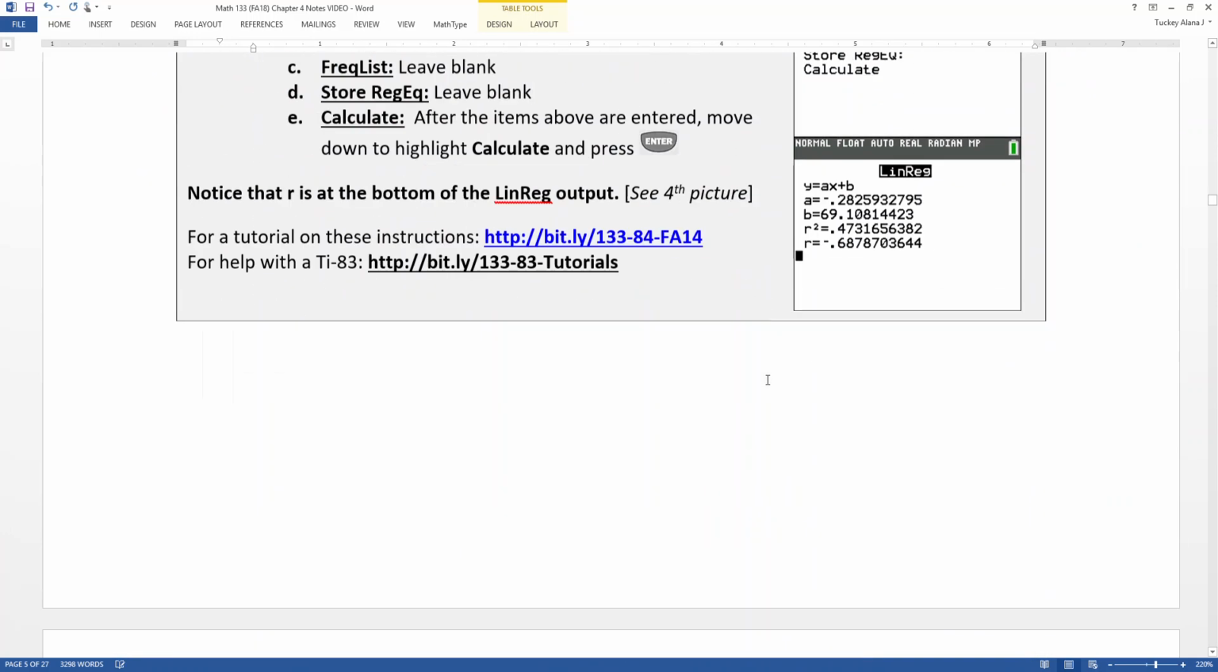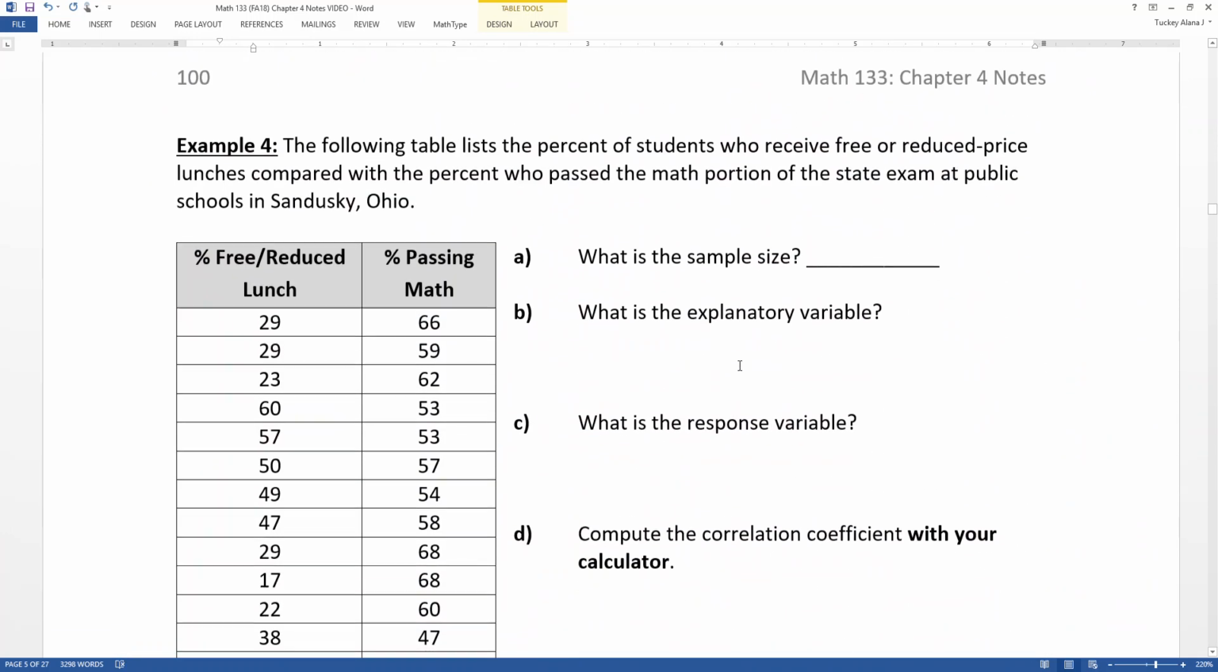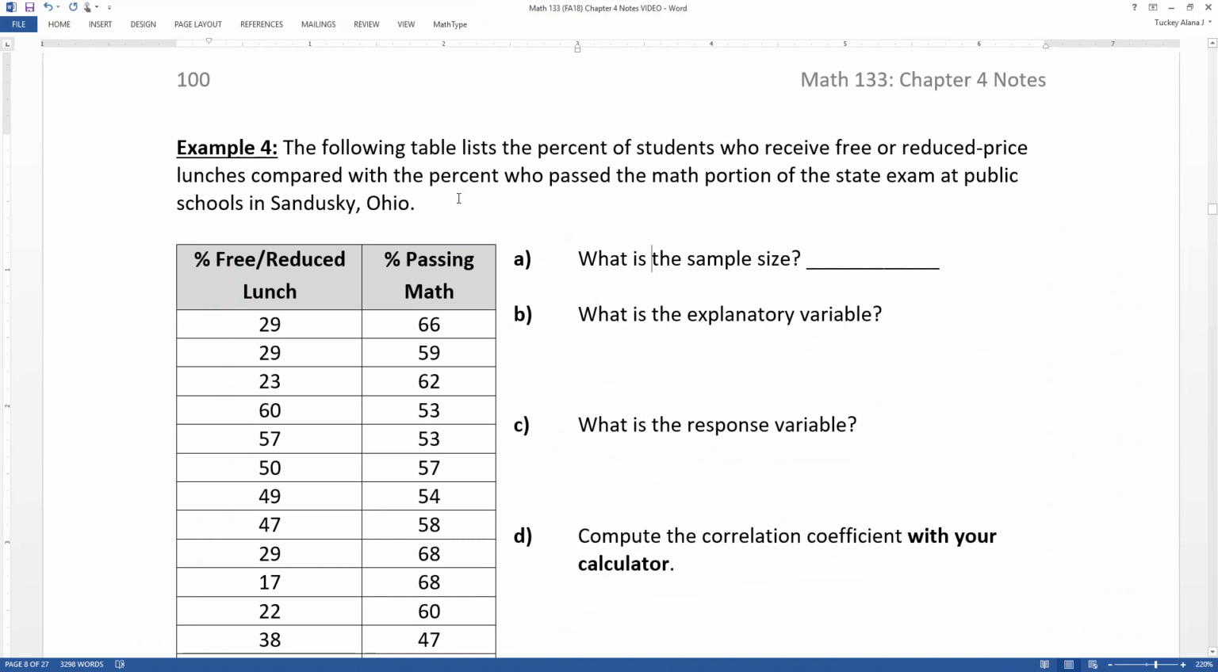But if we want to find it with our calculator, we're going to need to be able to do an example like that. All right, so the following table lists the percent of students who receive free or reduced price lunches compared with the percent who pass the math portion of the state exam at public schools in Sandusky, Ohio. Most states have some kind of test that students have to take in high school to prove the efficacy of education in that school district, and a math test is one of those tests.